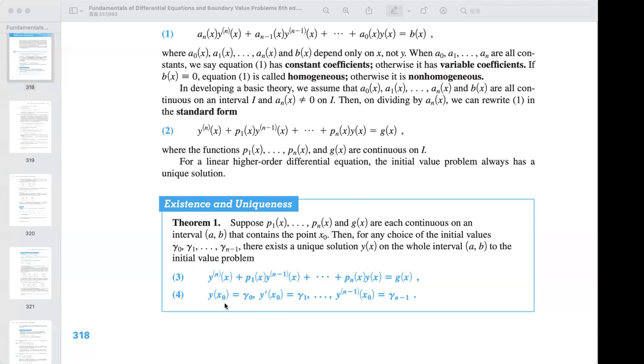So here there are initial conditions. As we say, the initial conditions must start from the lowest order. So the lowest order is y itself: y(x0) equal to gamma 0, y'(x0) equal to gamma 1, till y^(n-1)(x0) equal to gamma n-1. You can count, there are n initial conditions. So you can determine n integration constants.